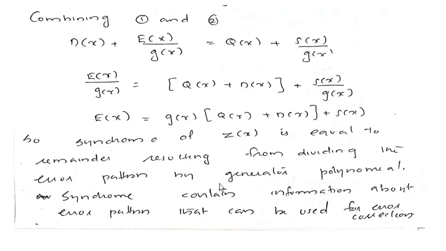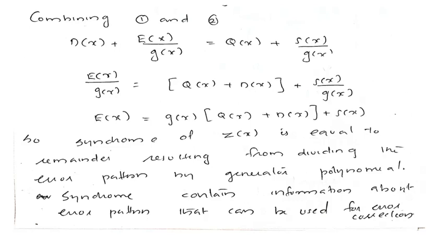So the syndrome contains information about the error pattern that can be used for error correction. That means if we divide the received polynomial by the generator polynomial and we have some remainder, then there should be some error. So this syndrome pattern is used for error correction.